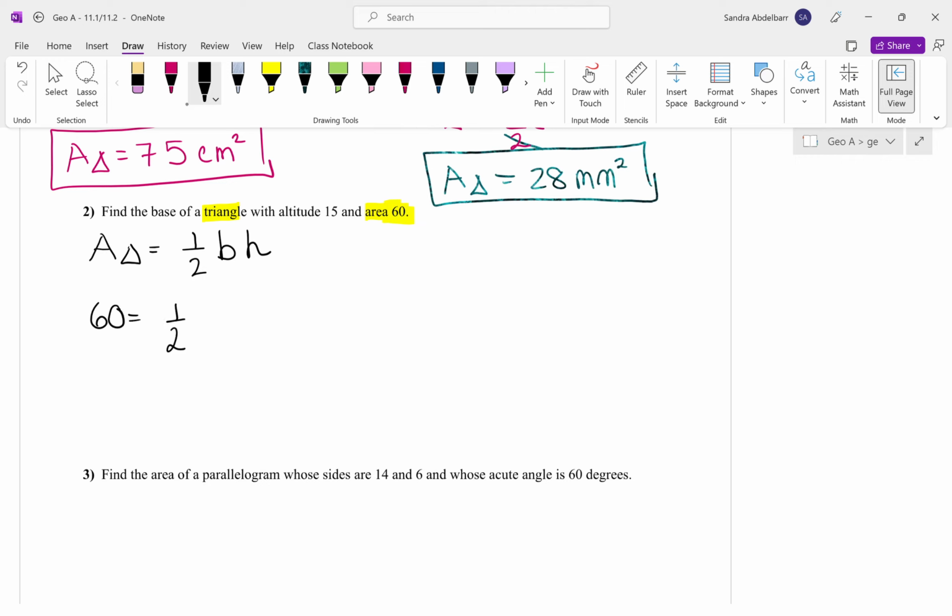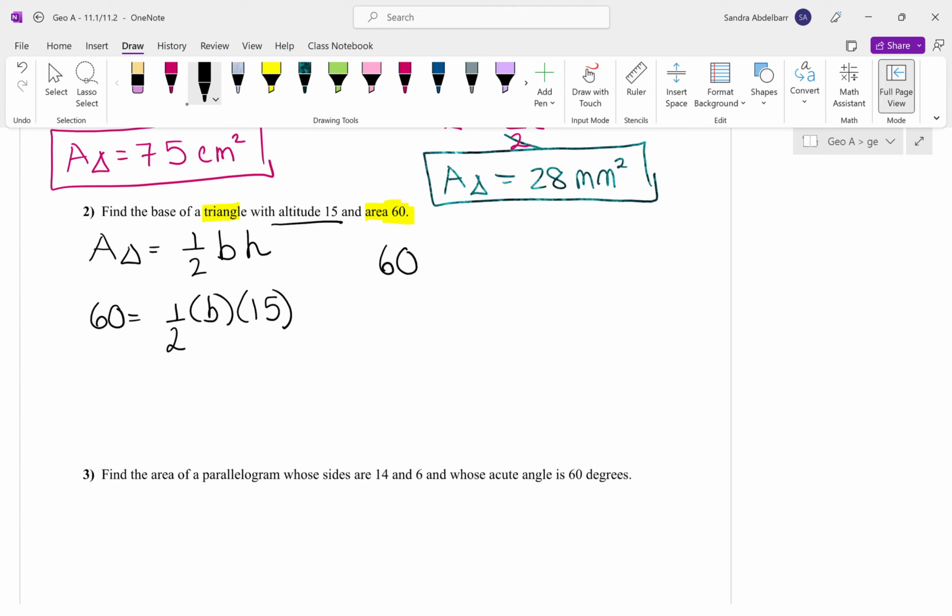Area. Good. 60 equals half. They said find the base. So my B stays. And they're saying the altitude is 15. Well, isn't an altitude the height? So it's half B times 15. Do you think it would be smart to take half of 15 and then get 7.5? Do you think that's going to be helpful to us? No, that's not going to be helpful to us.